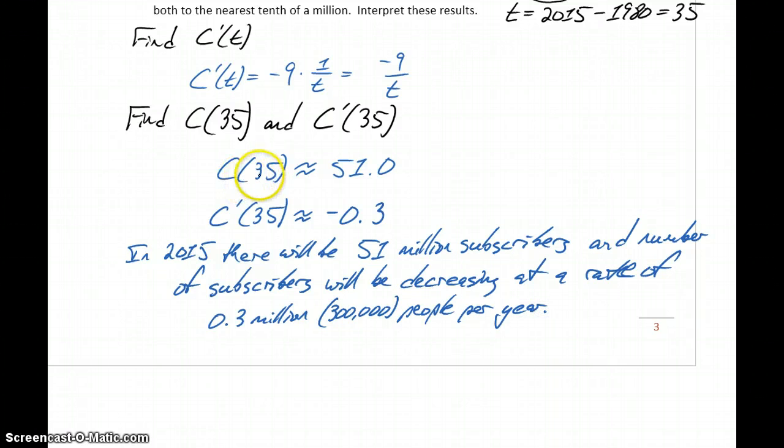So evaluating the function at 35 tells us, in the year 2015, the estimated number of newspaper subscribers. The rate of change function is telling us whether the number of subscribers each year is increasing or decreasing. In this case, it's decreasing. So each year, or in the next year, this particular newspaper can expect to lose about 300,000 subscribers.